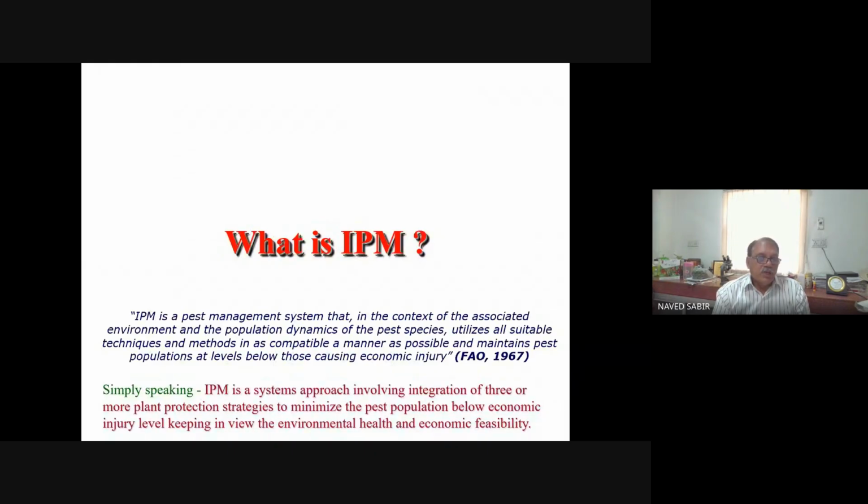But integrated pest management actually is the integration of different components in such a way that you minimize the pest population below the economic injury level. You do not eliminate or control fully. And in such a manner that you keep the environment sustainable, the farmer profitable, and the health and safety of the consumers using that product.